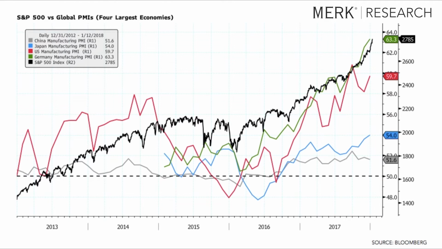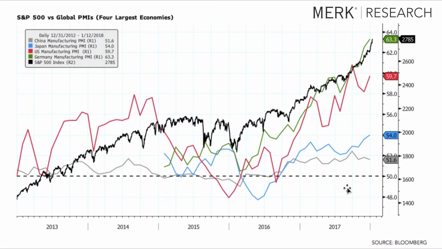All right, now looking at stocks in relation to the global growth backdrop, we have manufacturing PMIs. That's the Purchasing Managers Index. This is for the four largest economies in the world. That's the U.S., China, Japan, and Germany. And then the S&P 500 in black here. So just as a reminder, for PMI readings, anything above 50 is expansionary. Anything below 50 is contractionary. So I've got the dotted line there at the 50 level on the PMI's axis.